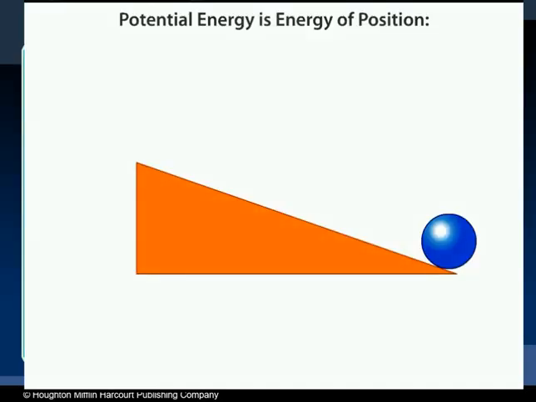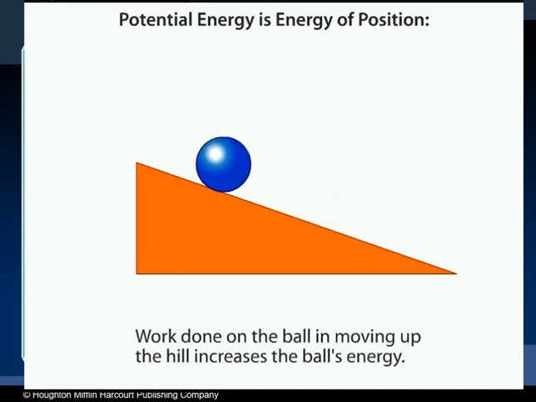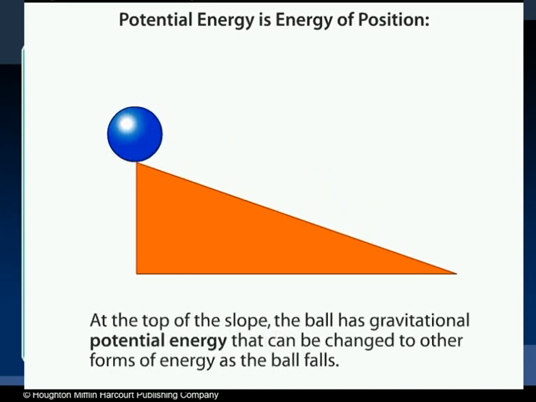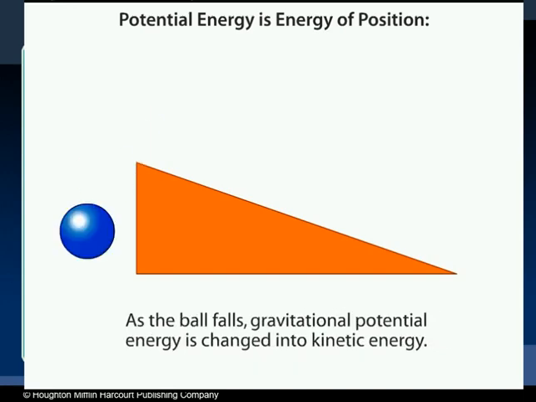Potential energy is sometimes known as energy of position or stored energy. One form of potential energy is gravitational potential energy. An object that is raised above ground level has work done on it. This work increases its energy. At the top of the slope, the ball is not moving, but it has the potential to do so. If it falls, the gravitational potential energy will change to kinetic energy.